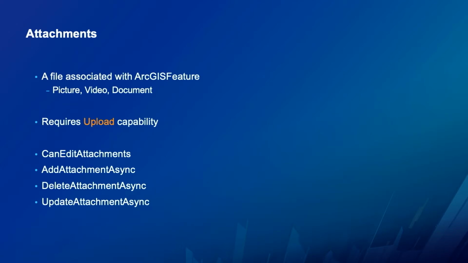Attachments are supported with the runtime. So typically attachments are these sort of larger files, but they're not just restricted to pictures and video and documents. They can be any file format. And you've got to make sure you've got the upload capability on your server enabled so that the users can actually upload these attachments. But again, there's a whole set of permissions that you need to check before you can try and edit attachments. Can you add them? Can you delete them? Can you modify them?